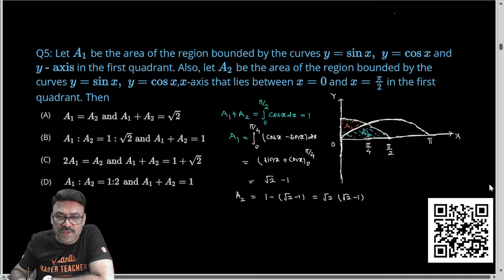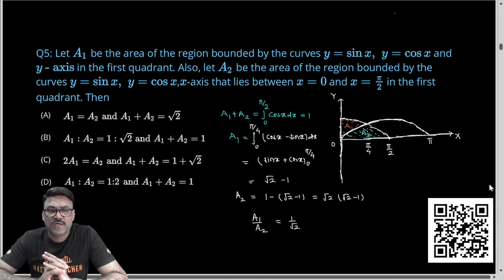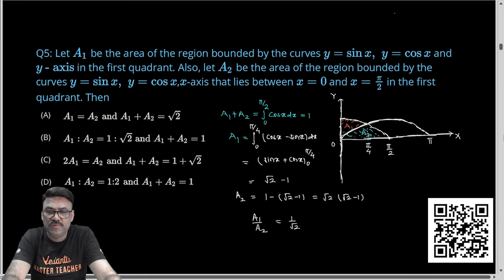So what is the ratio A1 by A2? A1 by A2 is 1 by root 2. So hence option B is the correct option here. A1 by A2 is 1 by root 2 and A1 plus A2 is 1, so option B should be the correct option.